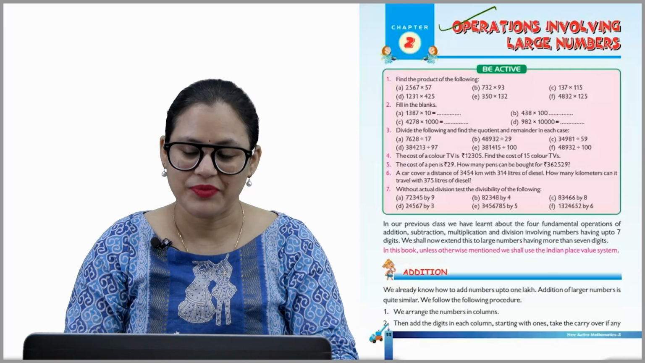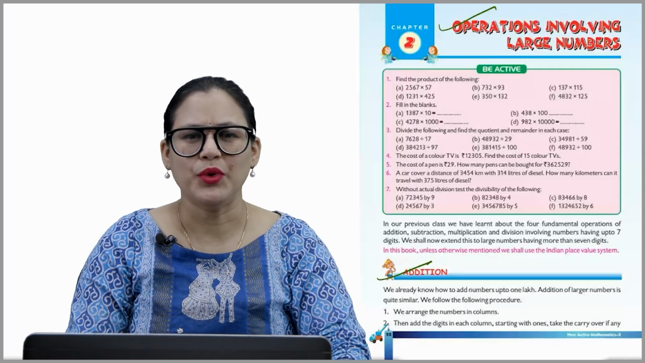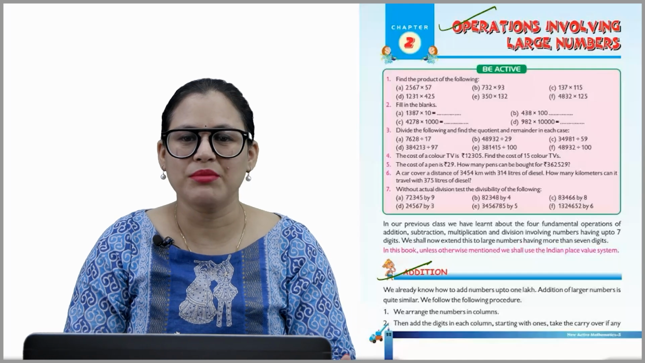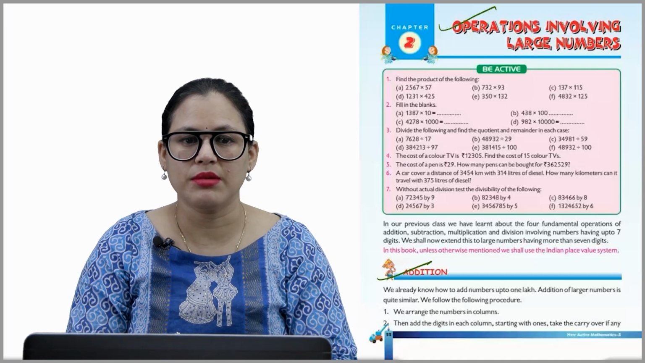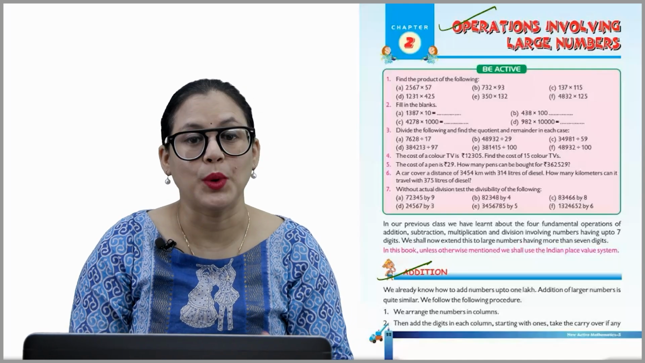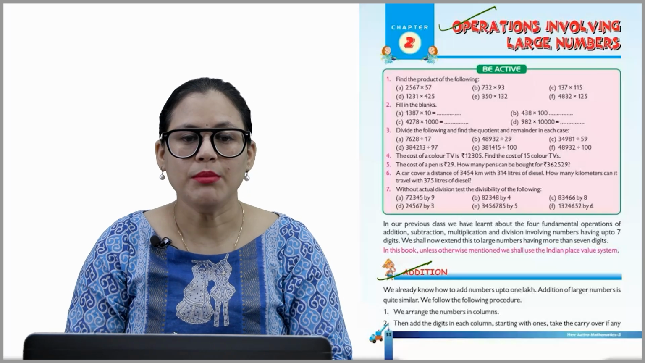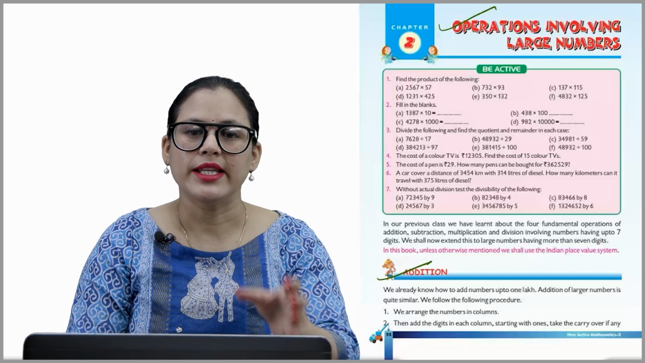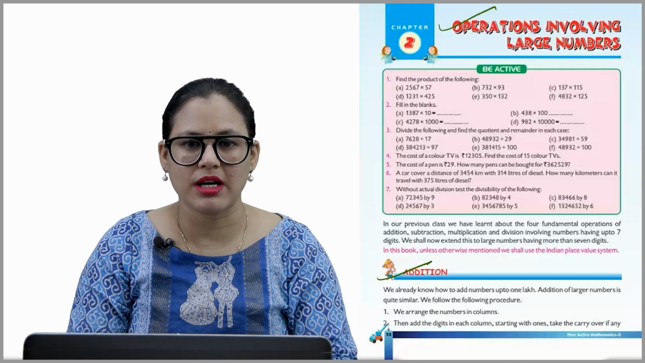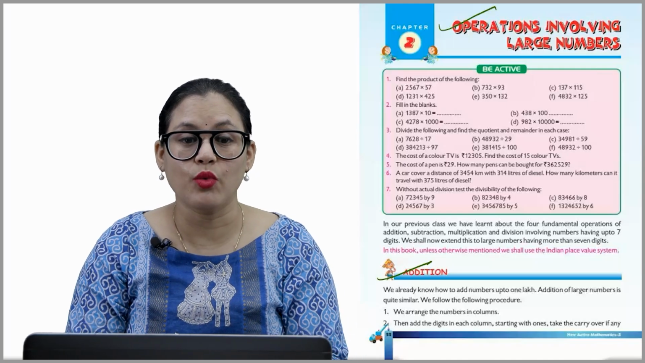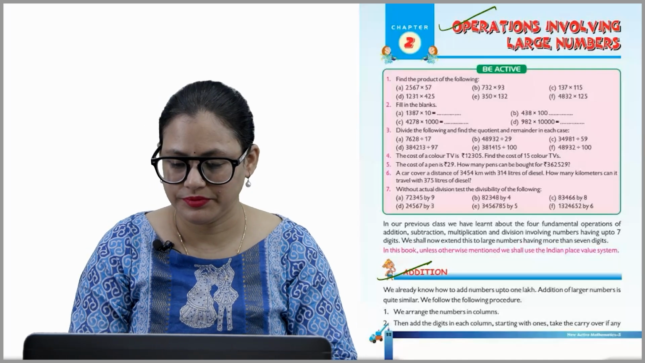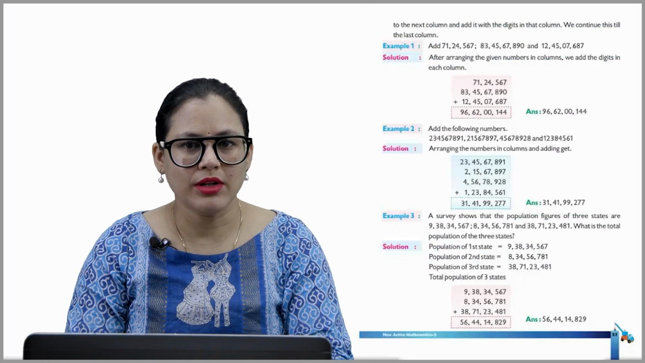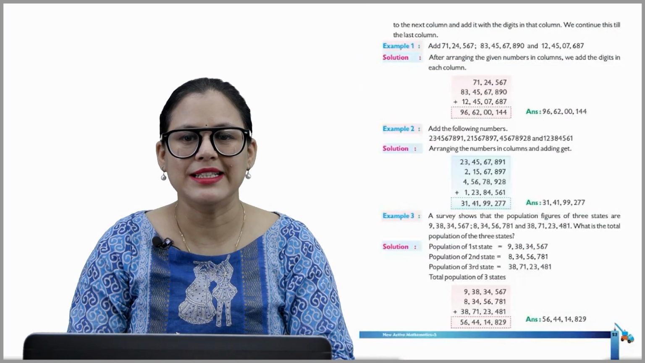Okay. First, addition. We all are familiar with addition. We already know how to add numbers up to 1 lakh. Addition of large numbers is quite similar. We follow the following procedure. Number 1, we arrange the numbers in columns. Number 2, then add the digits in each column starting with ones. Take the carryover, if any, to the next column and add it with the digits in that column. We continue till the last column.